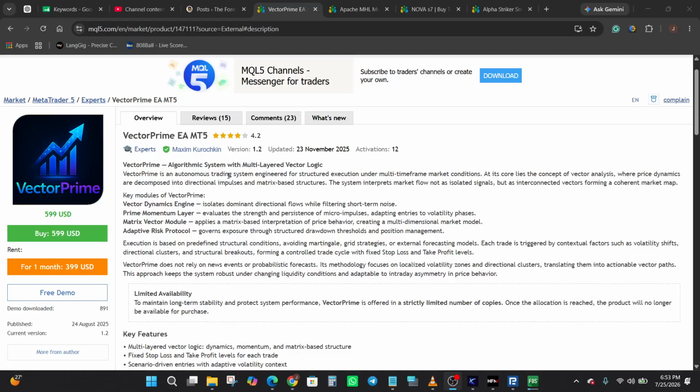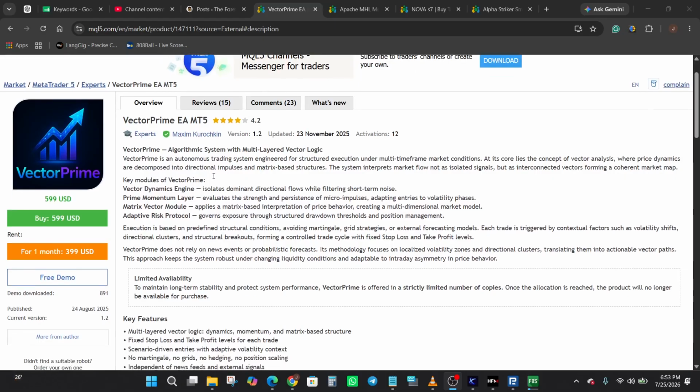All right, so now with respect to the platform, VectorPrime is built for MetaTrader 5. Let us just walk through the marketplace page from the top. It is developed by Maxim Kurochkin, currently version 1.2, last updated on the 23rd of November 2025 with 12 activations available. It is priced at $599 to buy or $399 a month if you'd rather rent it.